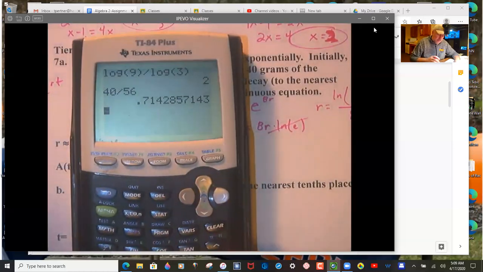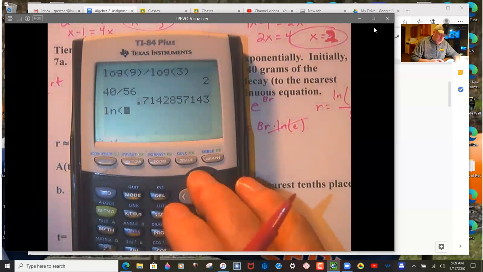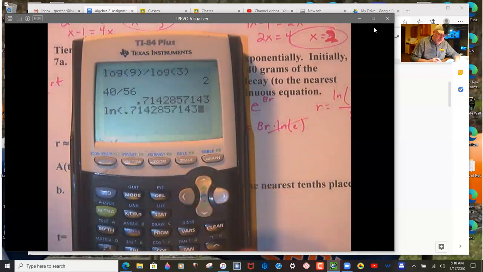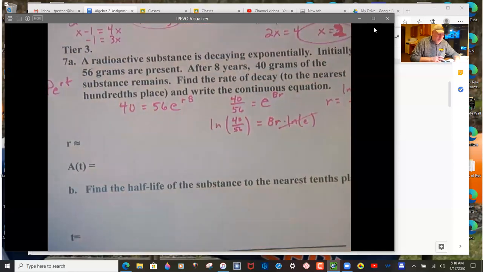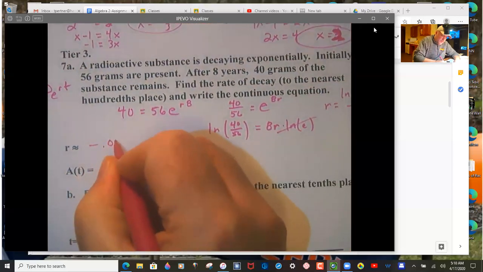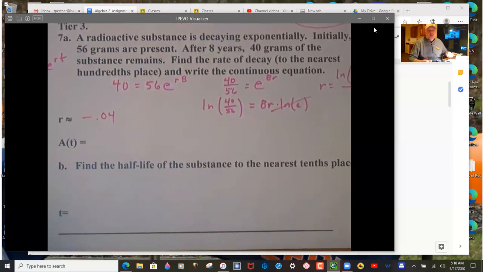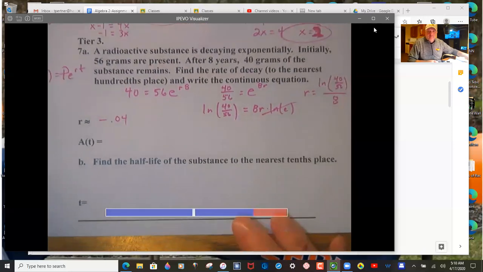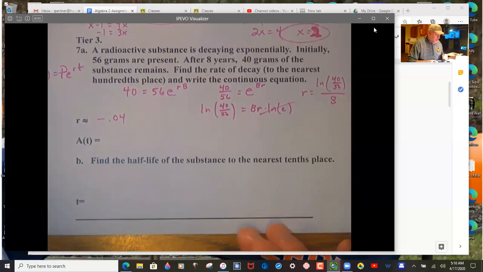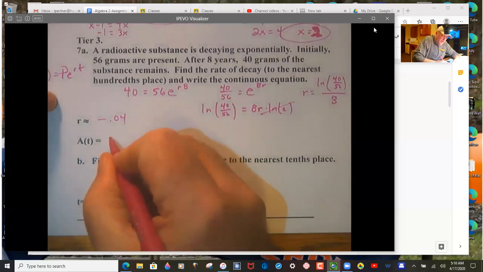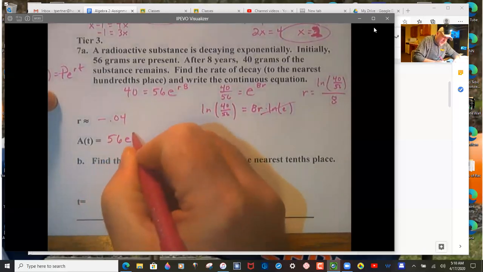Okay, so there's 40 over 56. Then I'm just going to do ln of that. You can go and grab it like that, or use your answer function, or type in 40 divided by 56 over 8. So negative 0.04 rounded to the nearest hundredths place. I think I mistakenly said tenths place in another video, but it's the nearest hundredths place that we want to round that to. All right, and so now we need to build the main function.